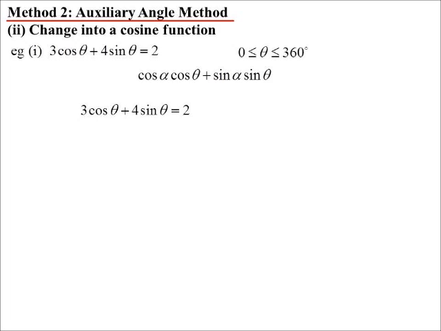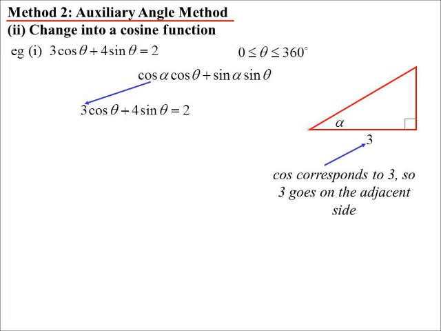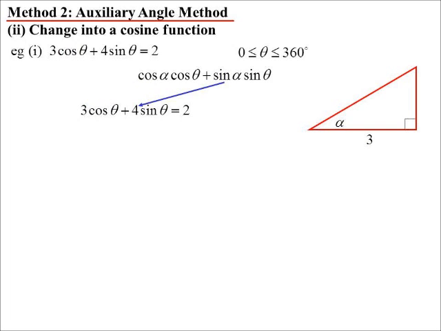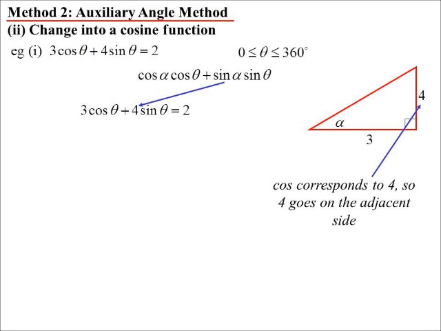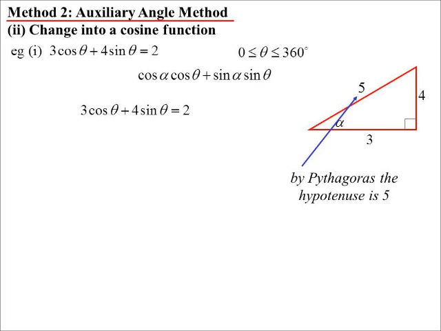Exactly the same idea. There's my triangle, but this time cos alpha is representing 3, so I'll place 3 on the adjacent side. 4 is representing the sine alpha, so I'll put 4 on the opposite side. Amazingly, the hypotenuse is still 5.